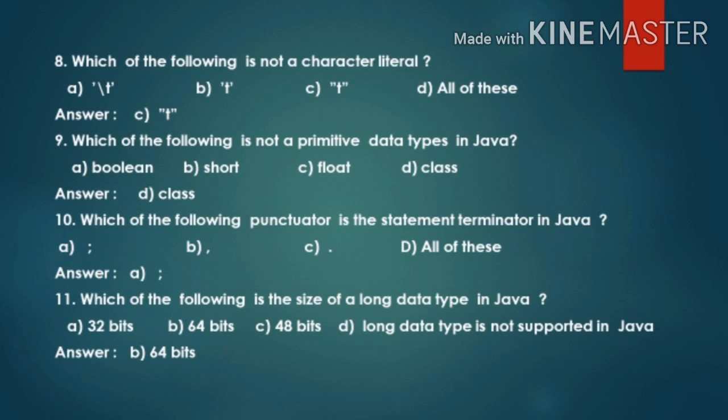Question number 10. Which of the following punctuator is the statement terminator in Java? The options are A. semicolon, B. comma, C. dot, D. all of this. The correct answer is option A. semicolon. Semicolon is used to terminate the Java statement.